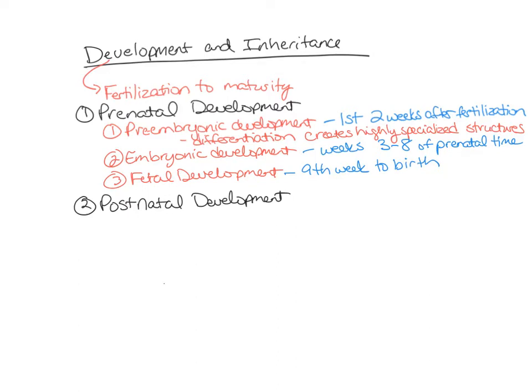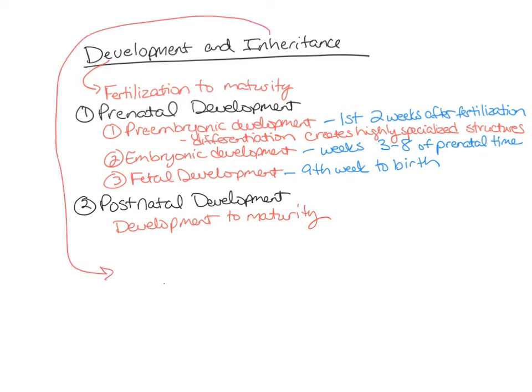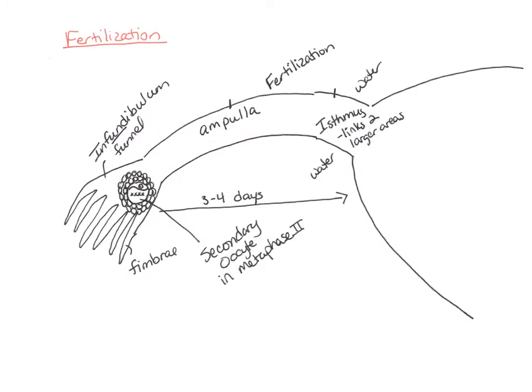Postnatal development then is the development that occurs from the time of birth up until maturity of the human being. In the next video, we'll talk about inheritance. Inheritance or heredity is the transfer of genetically determined characteristics from one generation to the next generation. So let's start by looking at fertilization.